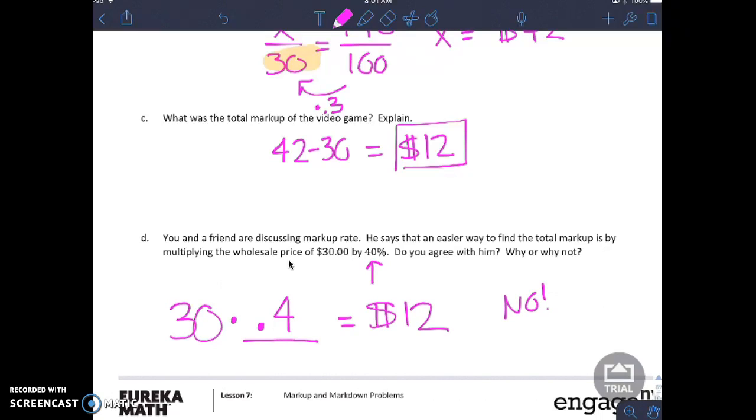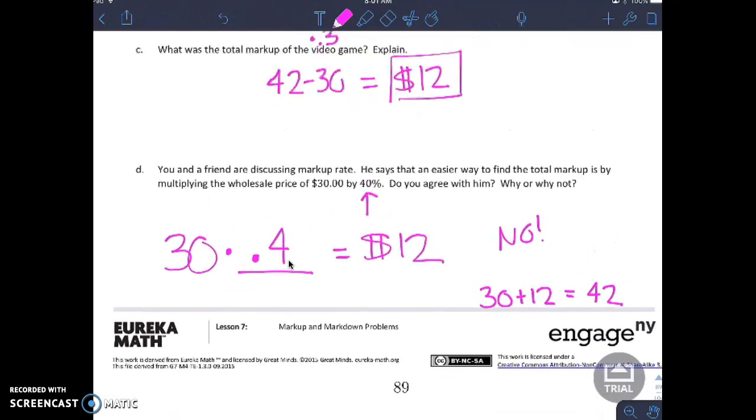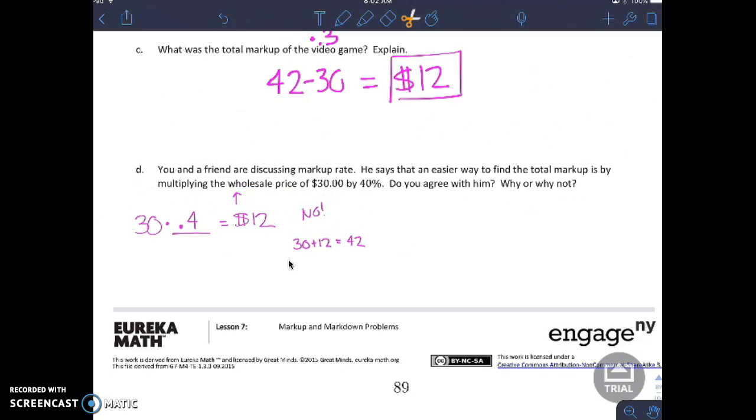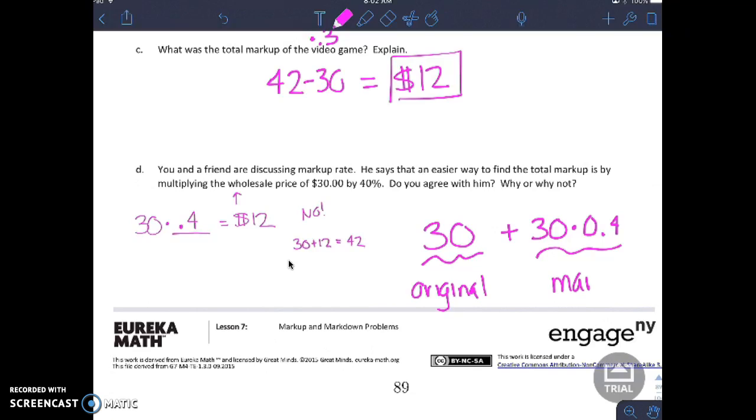If you wanted to find the total price, you would have to then add it to the 30. So 30 plus 12 is 42. So that brings up an interesting point: a way to find markup without the tic-tac-toe box is to do the original price, which is 30, plus 40% of 30. So 30 times 0.4. So this is the original price, and this is the markup.